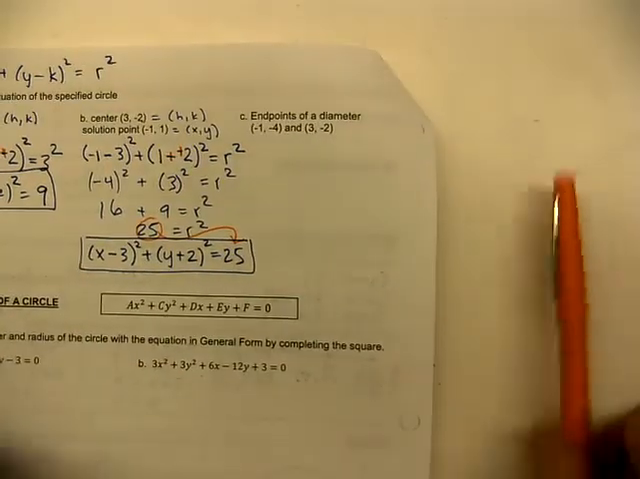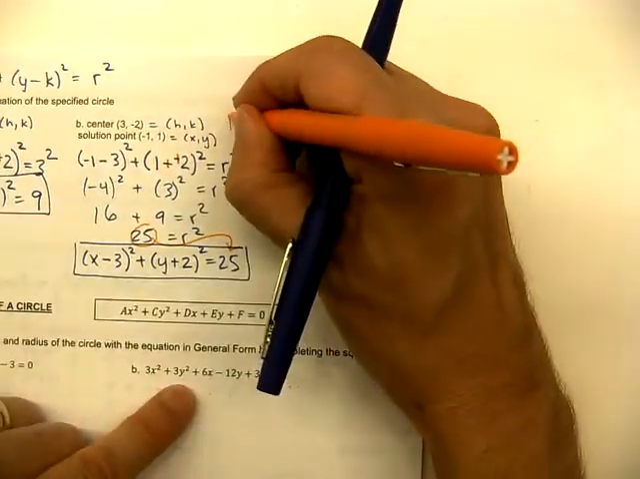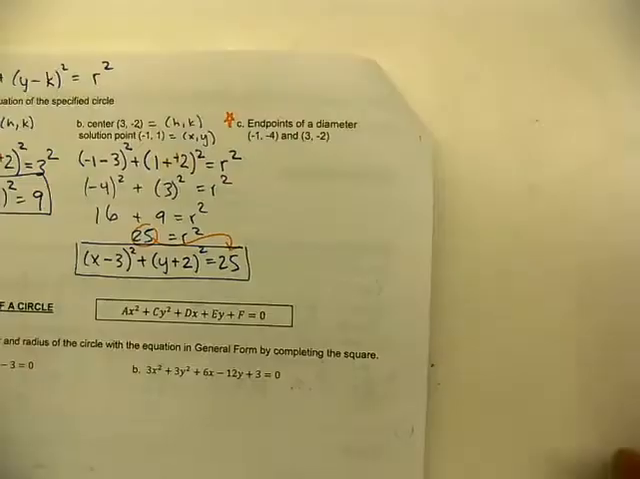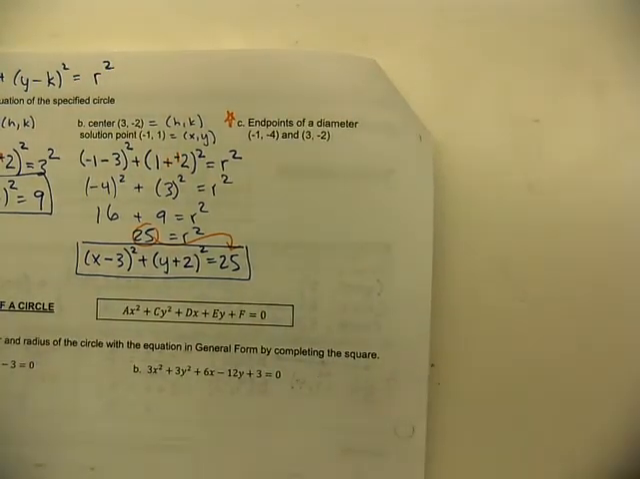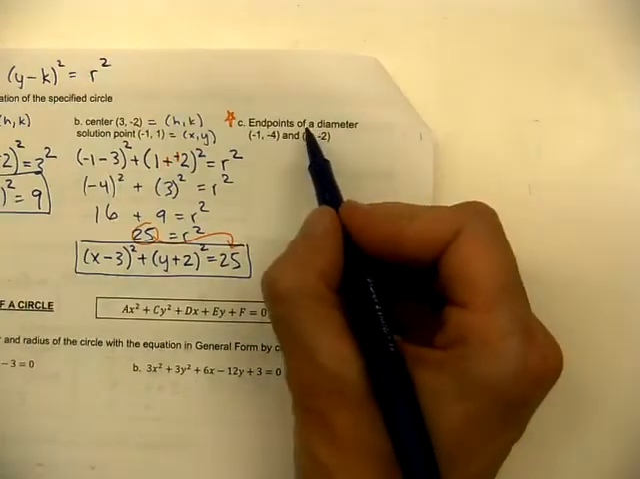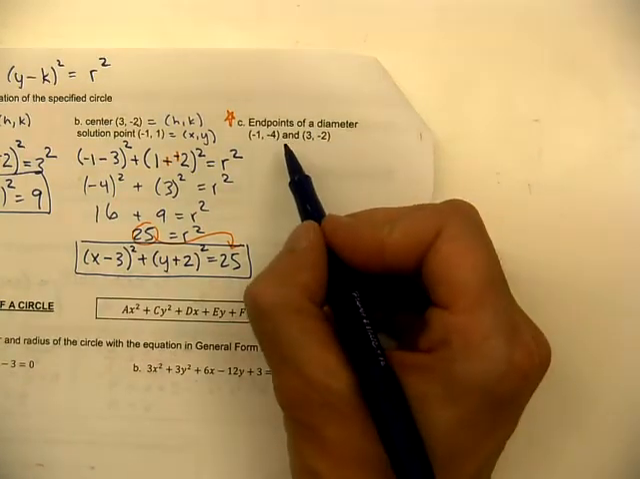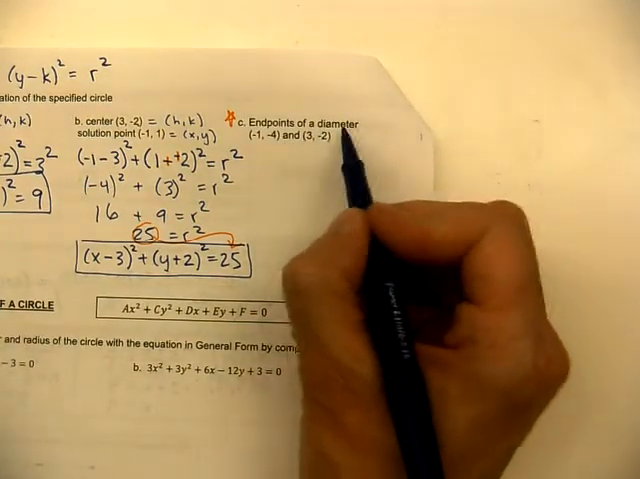So we're going to finish off with this example, and this is the one that causes the most trouble because we have to solve this in a very particular order. If we reverse the order, it won't work out for us. They're not giving us a center, and they're not giving us a radius. They're giving us the endpoints of a diameter.